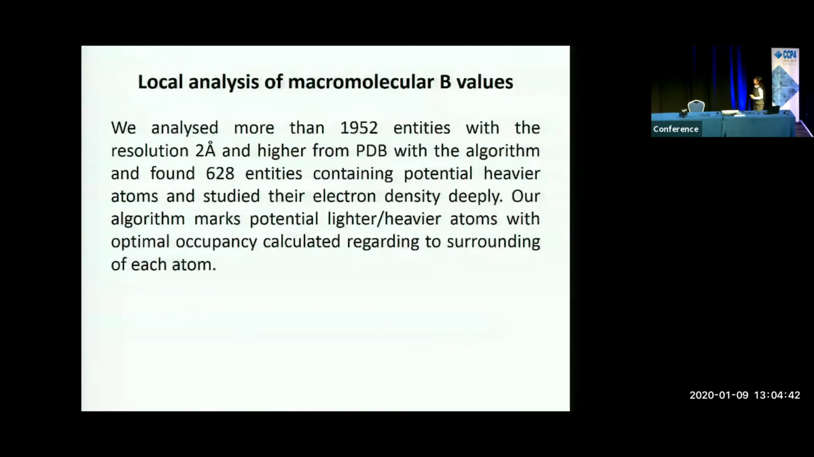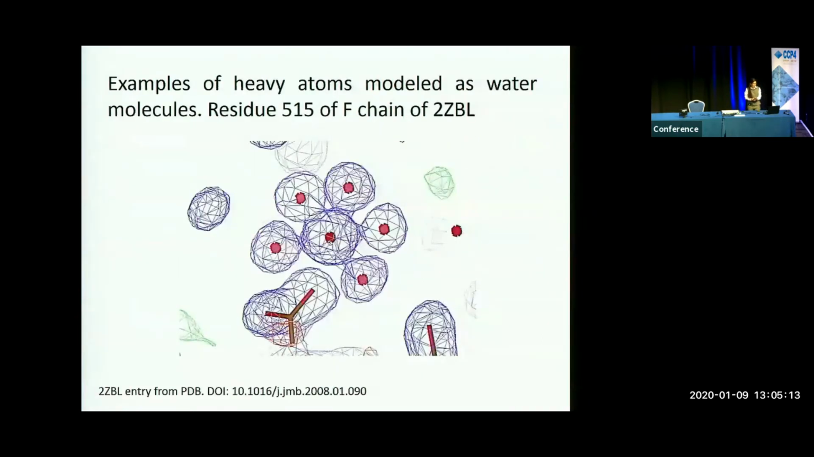We analyzed up to 2,000 entries from the PDB with resolution of 2 angstroms and higher, and found more than 600 entries containing potentially heavier atoms. Our algorithm marks potentially heavier and lighter atoms with optimal occupancy calculated with regard to the surroundings of each atom. In local analysis, we carefully consider potentially heavier atoms.